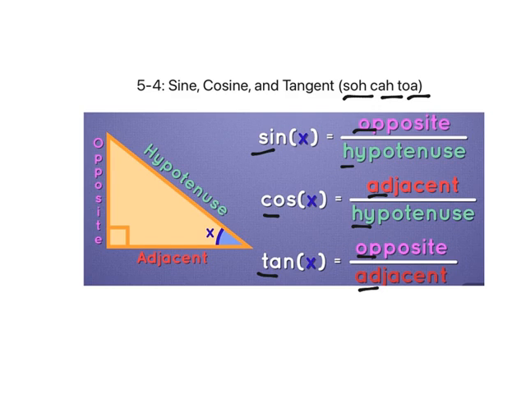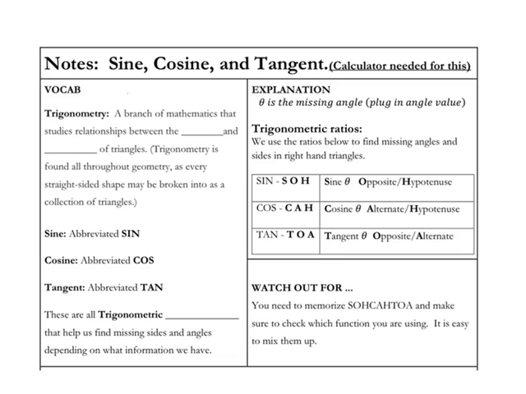Let's see what the vocabulary is. So trigonometry. Trigonometry is a branch of mathematics that studies relationships between the sides and angles of triangles. Trigonometry is found all throughout geometry, as every straight-sided shape may be broken into a collection of triangles. So anything straight-sided can also be divided into triangles.